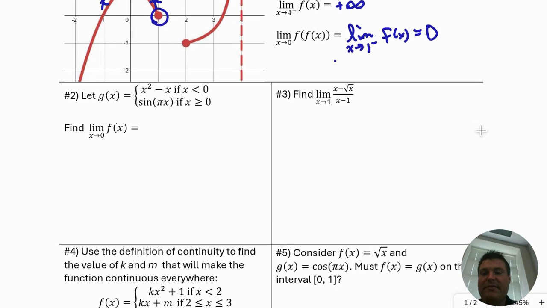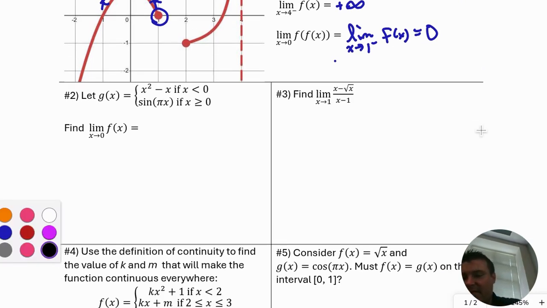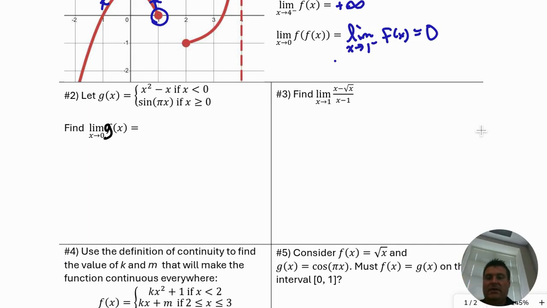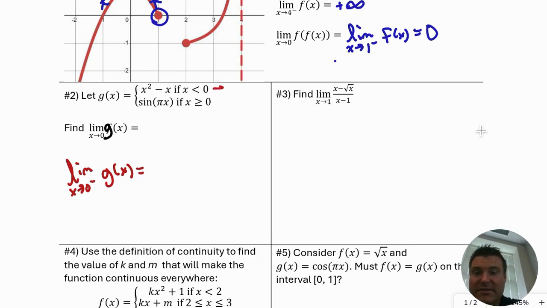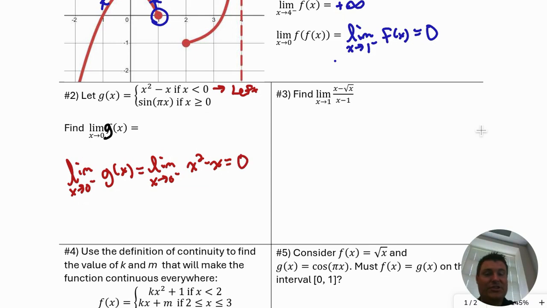Moving on, we have a piecewise function, and we want to find the limit of g of x. So to find the limit as x approaches 0 of g of x, we're going to break this up into two limits. First, the limit as x approaches 0 from the left of g of x. If you look at our piecewise function, that's going to be the top piece, because we're looking at x's which are less than 0. So we're looking at the limit as x approaches 0 from the left of x squared minus x. We plug in a 0 and get 0 minus 0, which is 0.